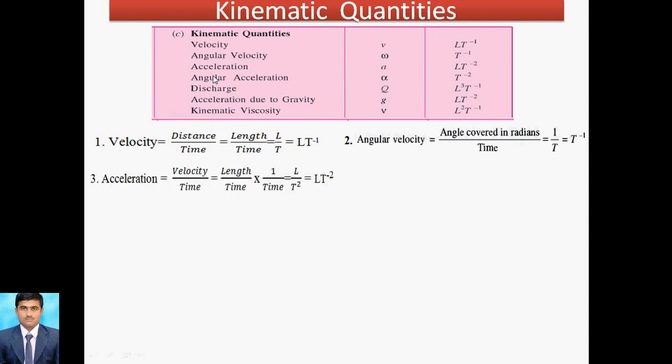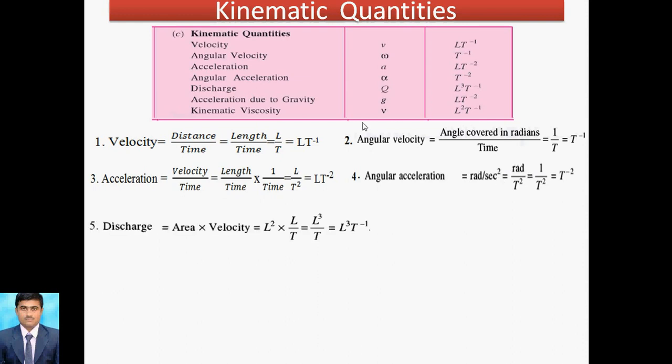The next is acceleration. Acceleration means velocity upon time. Velocity is length upon time, as already discussed, into 1 upon time. So L upon T square, which means acceleration is nothing but L T raised to minus 2. So here we write L T raised to minus 2. Then angular acceleration means radian per second square, so radian is 1 and T square means T raised to minus 2. This is about acceleration and angular acceleration.